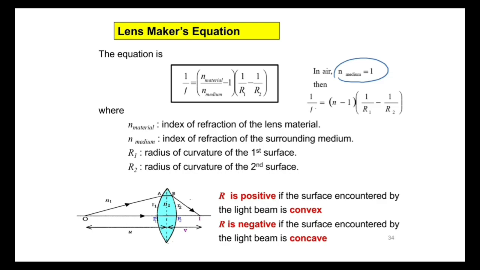Radius of curvature has a sign convention. R is positive if the surface is a convex surface, which is where the surface is curving outward. However, R is negative if the surface is a concave surface, where the surface is curving inward.